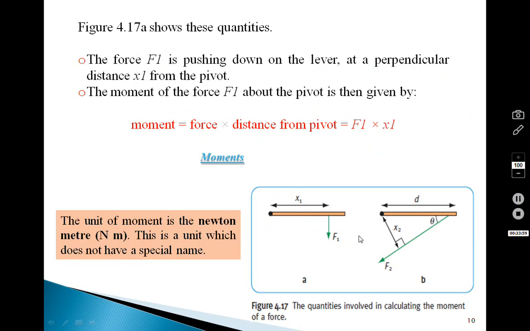Okay, now I think all these quantities are clear except this one. The moment is different to calculate. So before we move to this one, we will take a quick look at a demo to understand those quantities more clearly: F1, x1, pivot, perpendicular, and other things. So please watch this video.